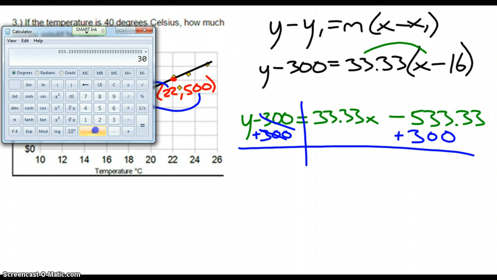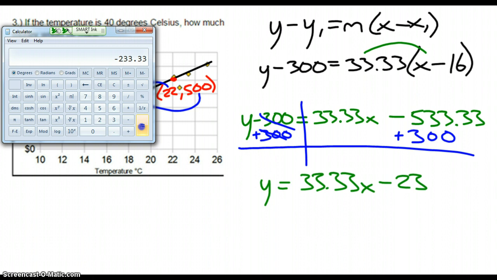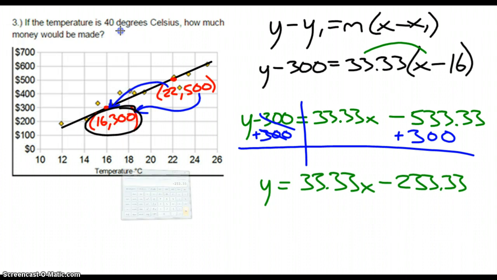So technically then you would add 300 to this. Oops, but it would be negative. So negative 533. We'll just use 0.33 and plus 300, negative 233.33. So we get y equals 33.33x minus 233.33.